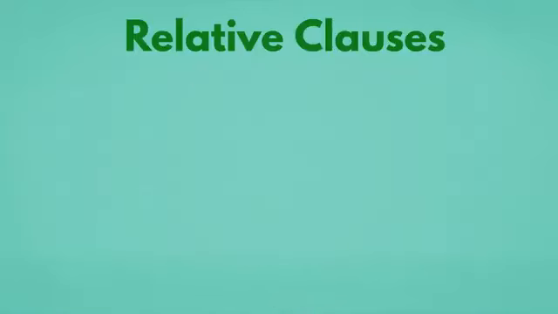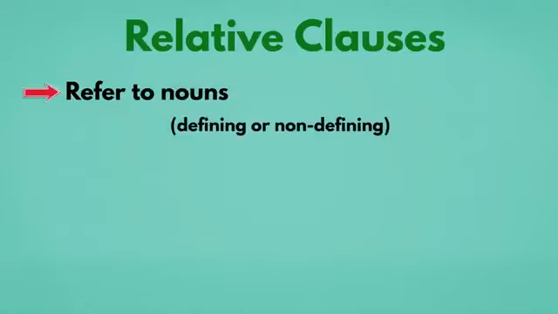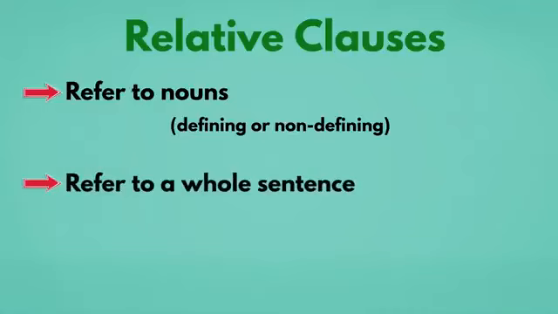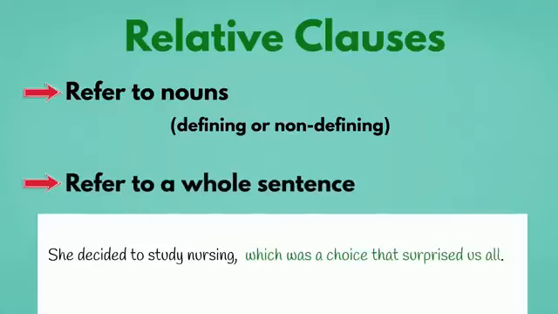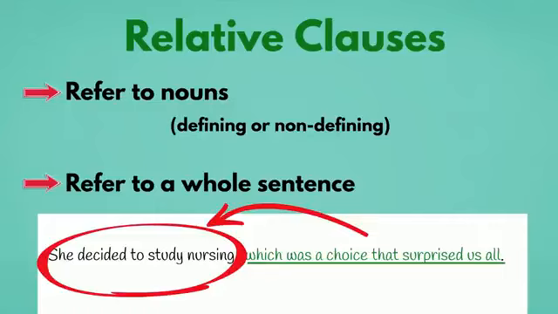So far, we've looked at relative clauses that refer to nouns, and we've learned that they can be defining or non-defining. It's also important to know that not all relative clauses refer to a noun. Some relative clauses refer to a whole sentence. For example, she decided to study nursing, which was a choice that surprised us all. The relative clause provides more information, not about a noun, but about the clause, she decided to study nursing.